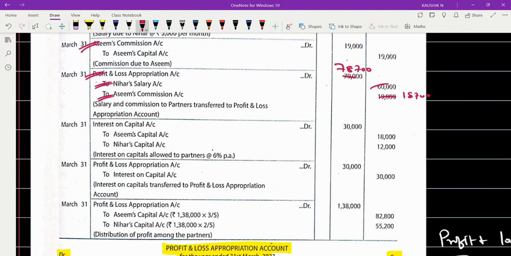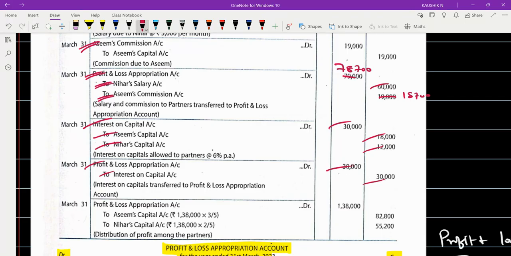Even this will be shown in the partners' capital as well as in the P&L appropriation account. So interest on capital account is debited to Asim's capital and Nihar's capital. Only then will this interest on capital be shown on the credit side of the partners' capital accounts. The value is rupees 30,000 1812. The same interest on capital should be closed, so it will be done in the P&L appropriation account to interest on capital for 30,000 rupees.